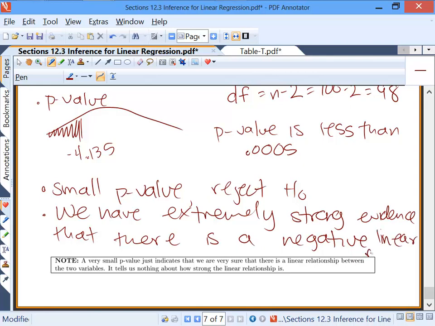So, negative linear relationship. Now, just as a note, the very small p-value just indicates that we're very sure that there's a linear relationship between the two variables. It doesn't tell us how strong the linear relationship is. It won't actually tell you what your slope is, or necessarily what your correlation is, or how strong your relationship is either. Just that we're very sure there is a negative linear relationship.